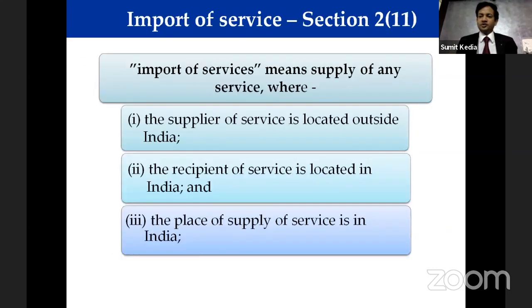So import of service, if you see, means supplier should be outside India, recipient should be in India, and the place of supply of service also should be in India. In my machinery example, all the three conditions are satisfied, and hence it becomes an import of service liable to RCM. Generally, we think supplier outside country, recipient in India, it is liable to RCM, but it should be an import of service. So place of supply should be in India to attract RCM.